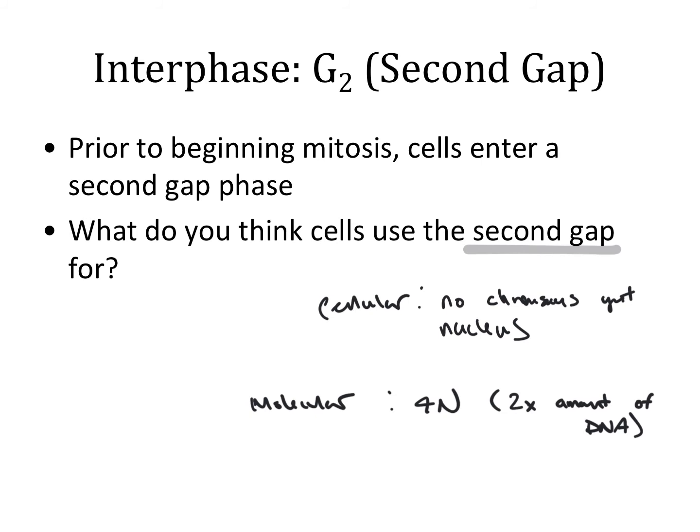If everything is good, so we inventory check and we also make sure we have enough DNA, if everything is good, we will then enter into mitosis.